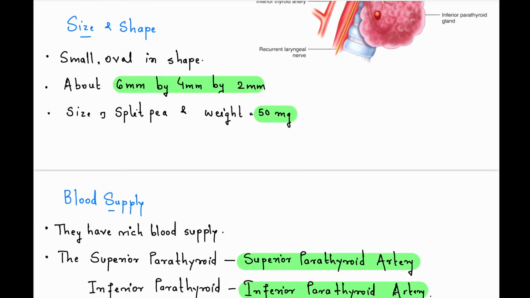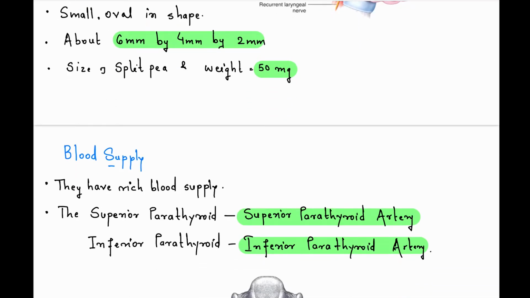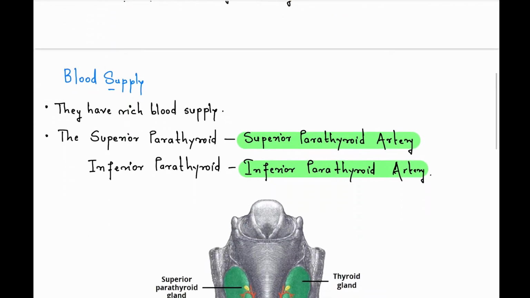Size and shape, the parathyroid glands are oval, small, weighing around 50 milligram and about 6 mm by 4 mm by 2 mm. They are just numbers, you can remember it.